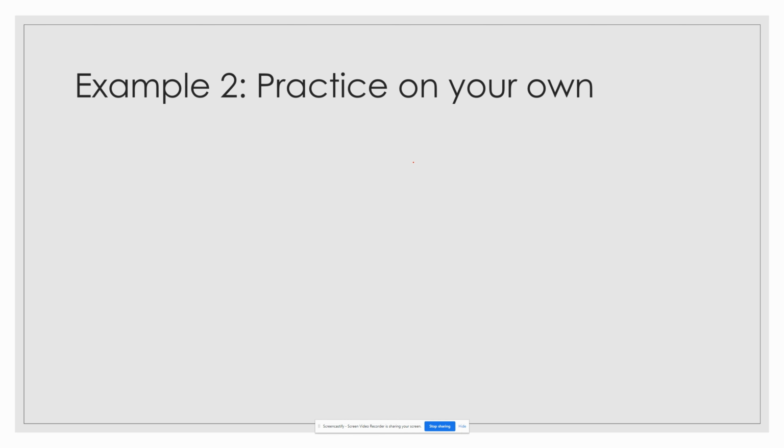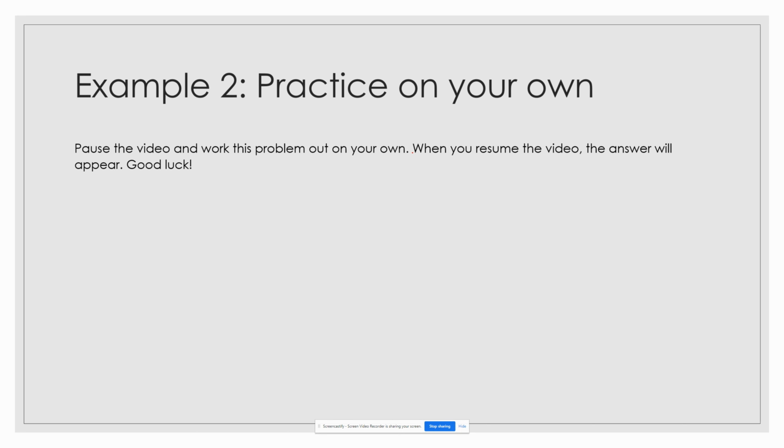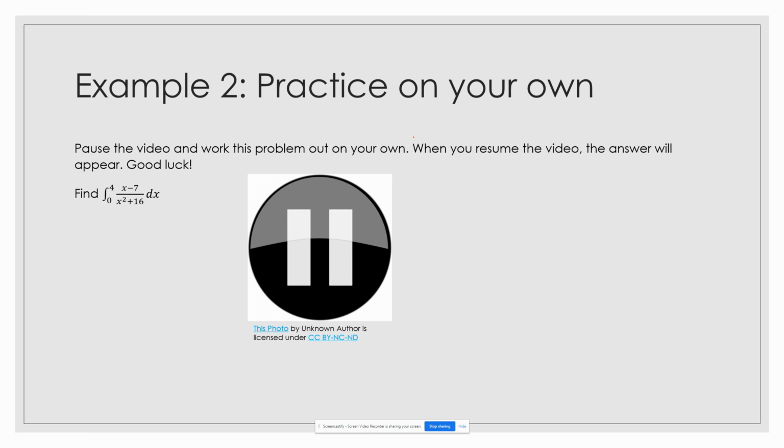All right, so here's a practice for you to try on your own. Pause the video, work this problem out on your own, and when you resume the video, the answer will appear. Good luck. So here is your equation that I'd like you to work out. Find the integral from 0 to 4 of x minus 7 over x squared plus 16 dx. Go ahead and pause the video here, and when you resume the video, the answer will appear.